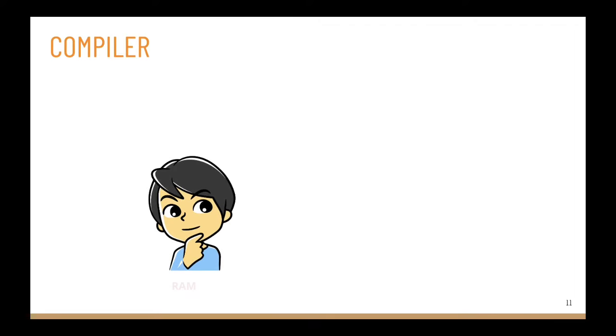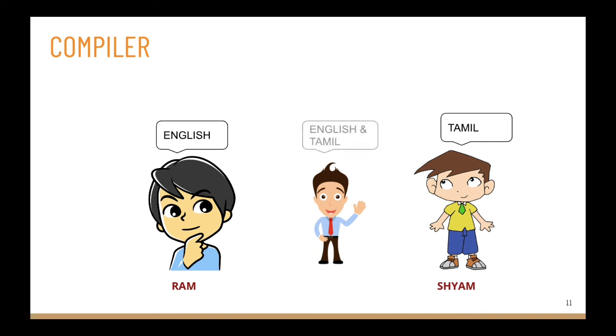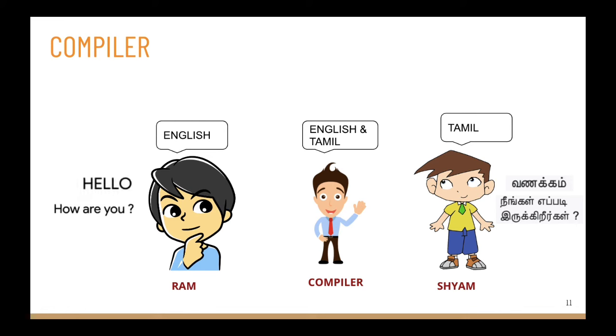Next, let us try to understand the second type of language processor, which is a compiler. Let's take the same example. We have Ram, who understands only English, and Sham, who understands only Tamil. Communication cannot happen because one does not understand the other's language. Therefore, a third person who understands both is required. Now let's call him a compiler. Here Sham will say everything he has to say at once, and after Sham has completed his speech, the compiler will translate everything at once.